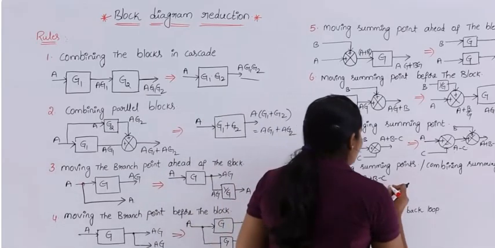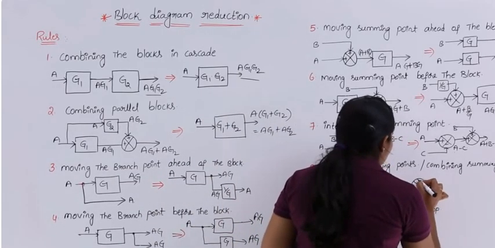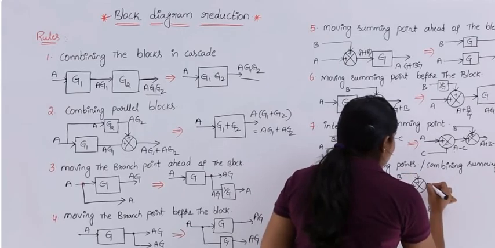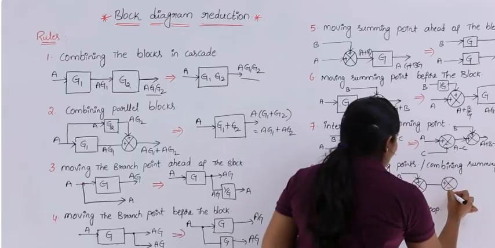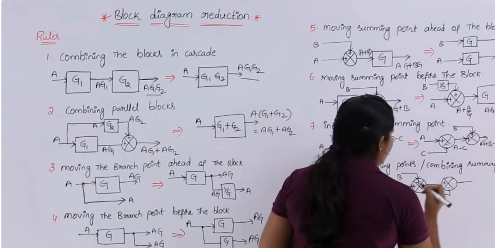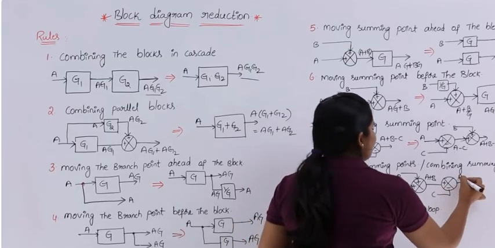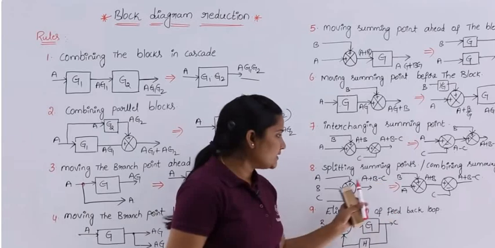So that means you can split like this. This is a and this is b. After this you can take another summing point and you can subtract your c. Up to here this is equivalent to a plus b. So here a plus b minus c. You can subtract like this.